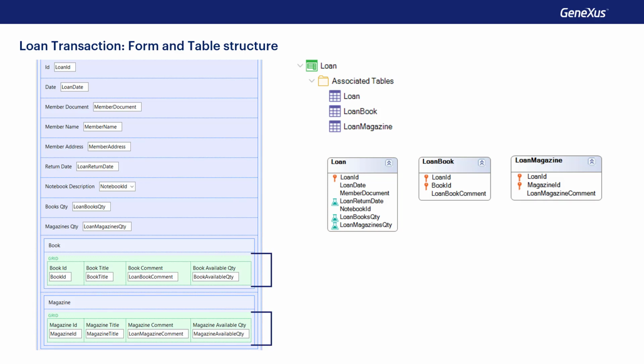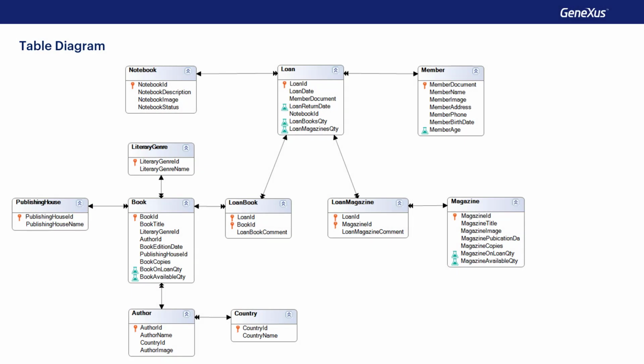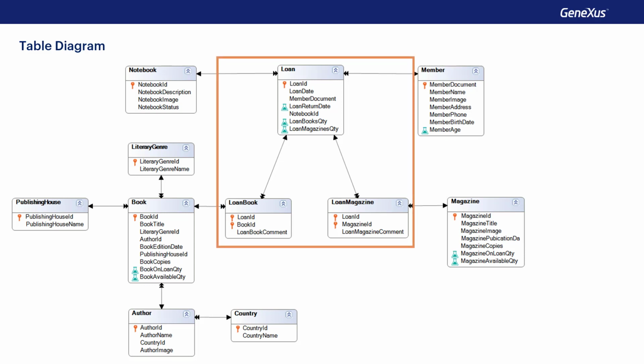This may be cumbersome for the end user, who may request to simplify the design and manage the information in different, simpler screens. For the current design, GeneXus has created the following tables. In particular, let's look at the loan, loan book, and loan magazine tables, corresponding to the tables associated with the 3 levels of the loan transaction defined.